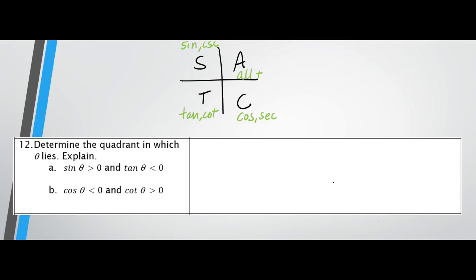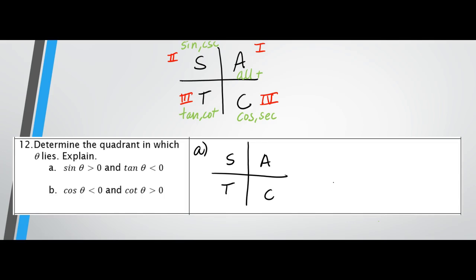So let's take a look at part A first. So I'm going to draw my little chart here. And what we're going to do is go through one function at a time, figure out which quadrants we can narrow it down to, and then when we do the other one, we'll see where they overlap, and that will be our final answer. So our final answer is going to be a quadrant. It's either going to be quadrant 1, 2, 3, or 4. And just in case that's something you have forgotten, they're given to you in Roman numerals.